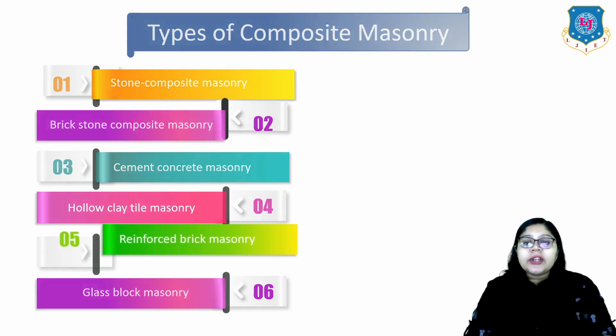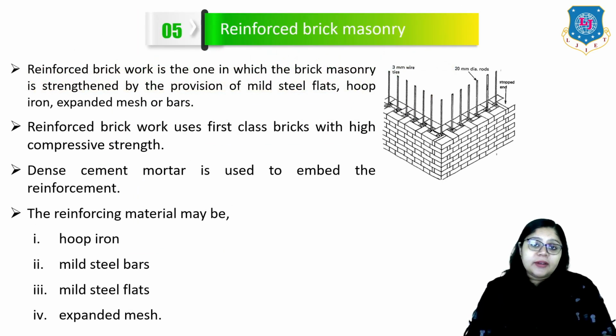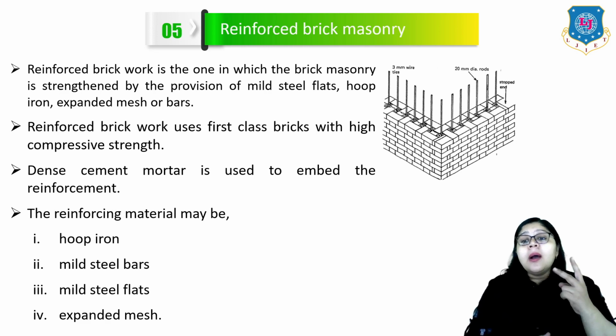So now let me move to the next type, which is reinforced brick masonry. Reinforced brick masonry is the one in which the brick masonry is strengthened by provision of mild steel flats, hoop iron, and expanded mesh or bars. Reinforced brickwork uses first-class bricks with high compressive strength. Dense cement mortar is used to embed the reinforcement. And here the material may be hoop iron, mild steel bar, mild steel flats, and expanded mesh as shown in this figure.